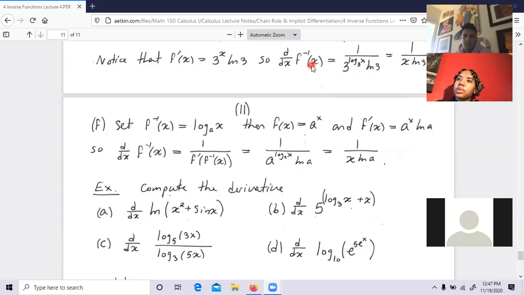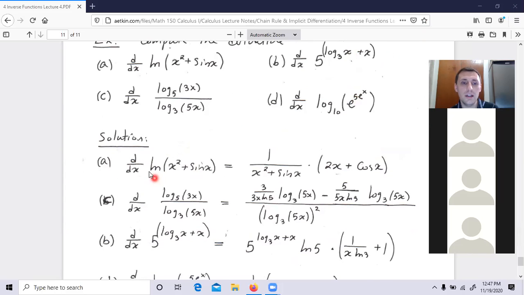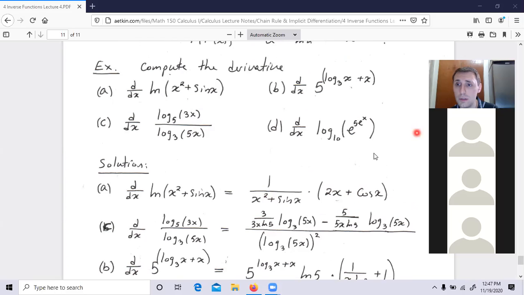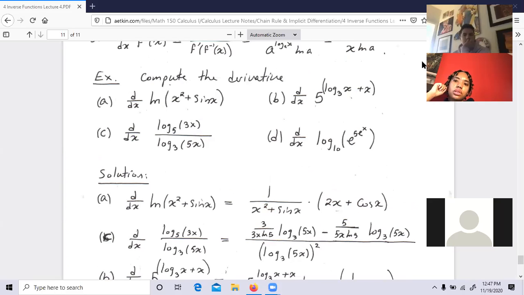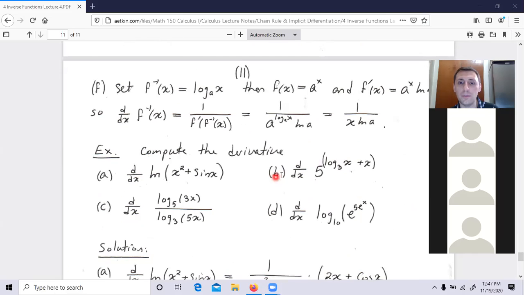All right. What's the solution for A? The derivative of ln is 1 over whatever is inside. So it's 1 over x squared plus sine x, times the derivative of x squared plus sine x, which is 2x plus cosine x. Are you with me? Yes? Come on, now you are solving problem B. Fast, problem B.